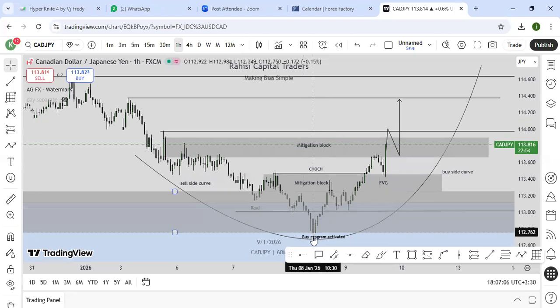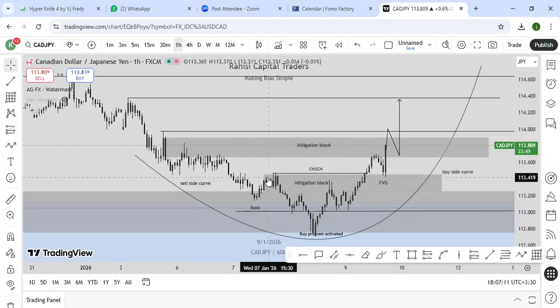So you wait until this buy program is activated. Then you wait for price to create a chart. You're getting it. Then after creating a chart, you see whether there's a mitigation block, a fair value gap, or a breaker block here. You enter.